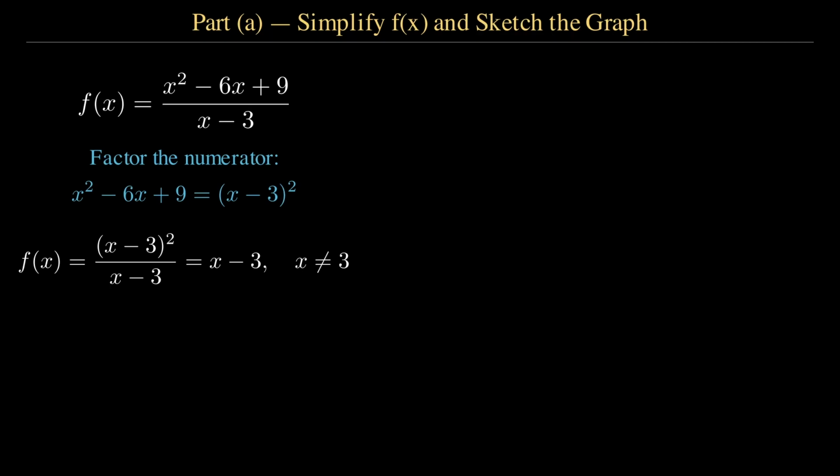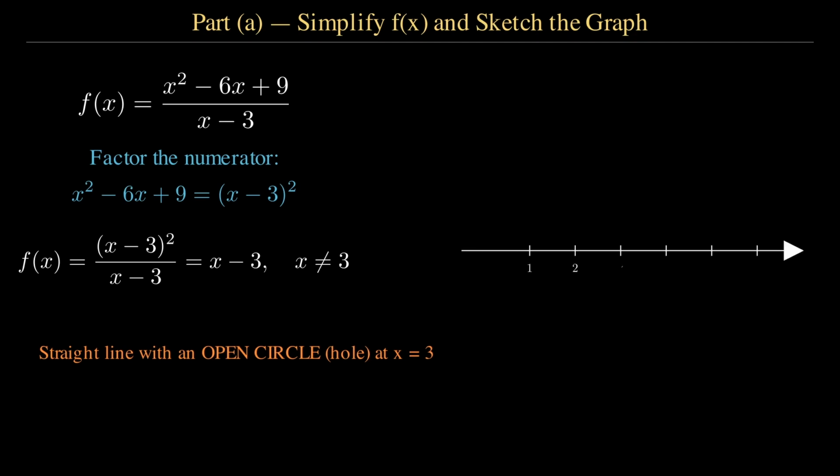For x not equal to 3, we can cancel one factor of x minus 3. This simplifies to f of x equals x minus 3. But here's a crucial detail. x equals 3 is excluded from the domain. So the graph is a straight line, y equals x minus 3, but with a hole, an open circle at the point x equals 3. What does the graph look like?